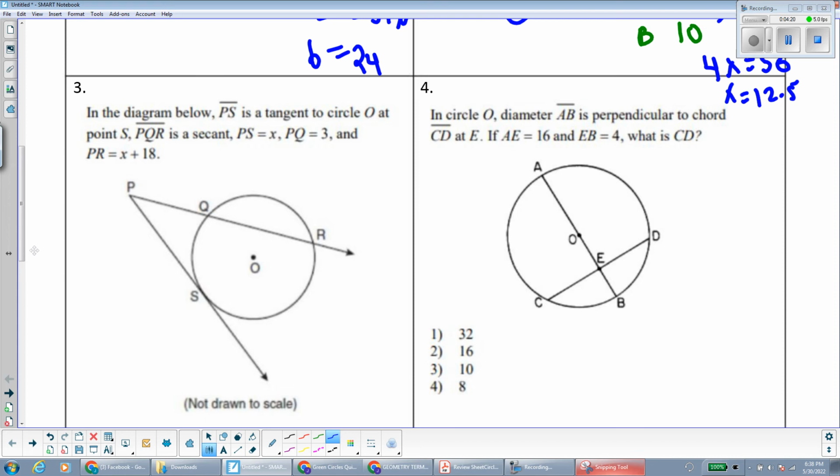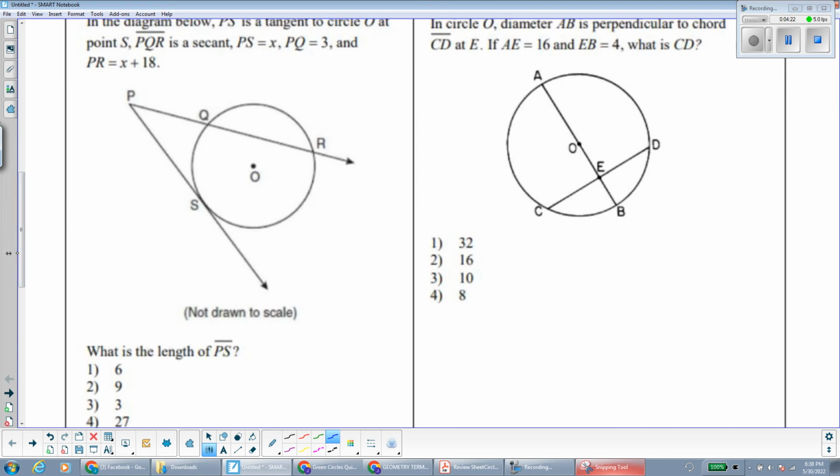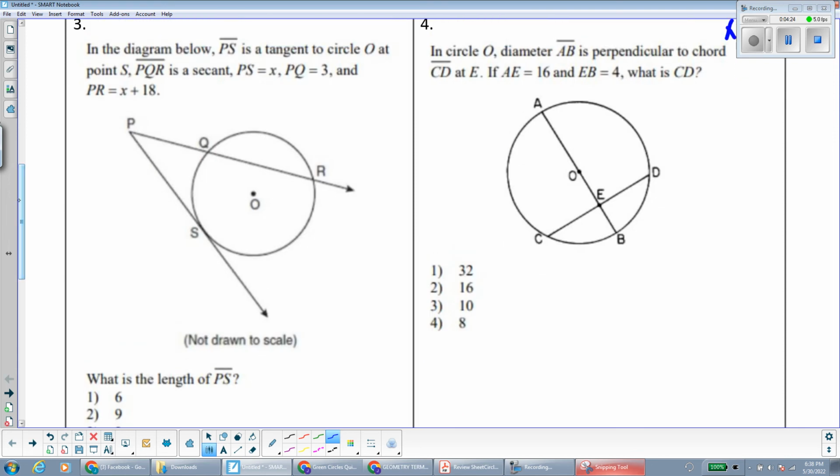Okay, for number 3, we are asked to find the length of PS. So we're finding the length of a segment. We're given that PS is x. We're given that PQ is 3. And we're given that PR, from P to R, is x plus 18.